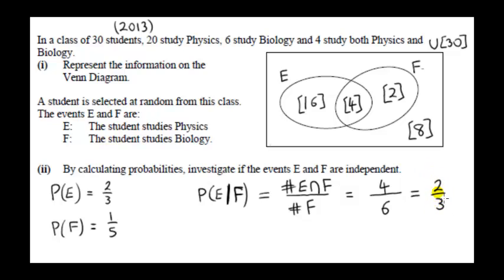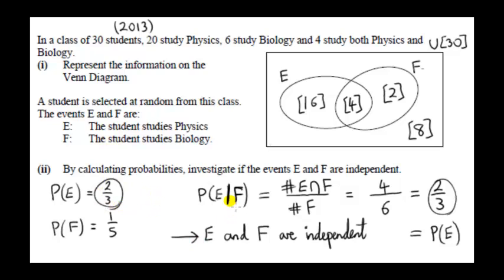So notice that this answer is the same as the probability of E without any conditioning. Okay, we got 2/3 for the probability that event E occurs. So that tells us that E does not depend on F. So whether or not F has occurred, we're going to get the same answer for the probability of E. We're going to get 2/3. E does not depend on F means of course that E and F are independent events.